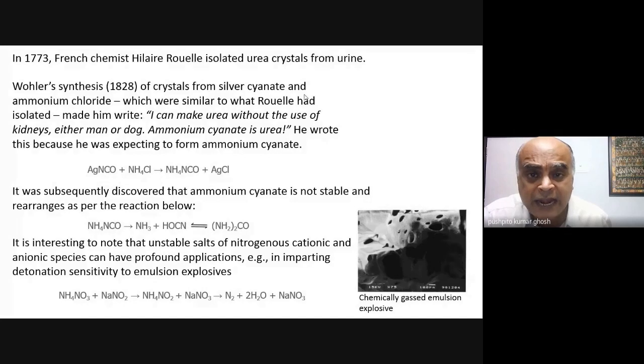Okay, and he then wrote that I can make urea without the use of kidneys, either man or dog. Ammonium cyanide is urea. That's what he said. And it was later that people found out that ammonium cyanide is not a stable molecule, and it decomposes to NH3 and HOCN and further recombines to form urea.